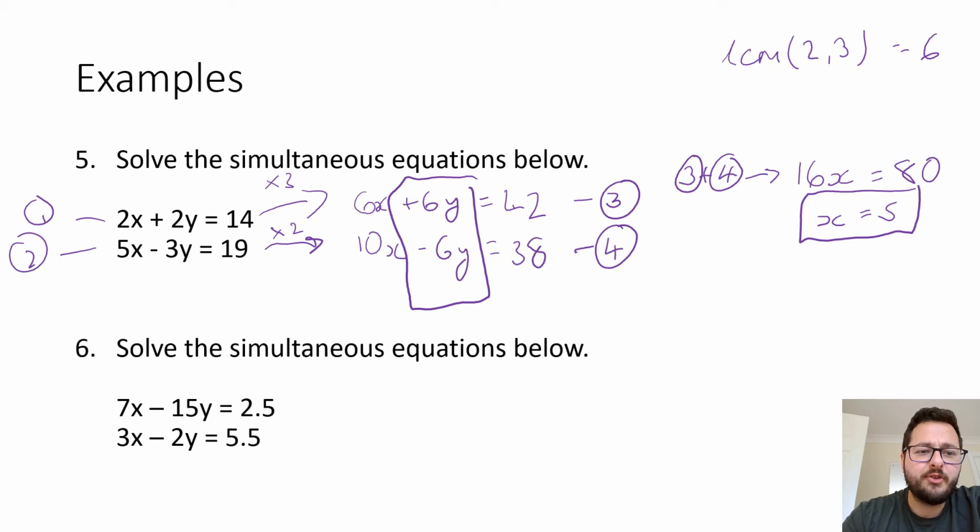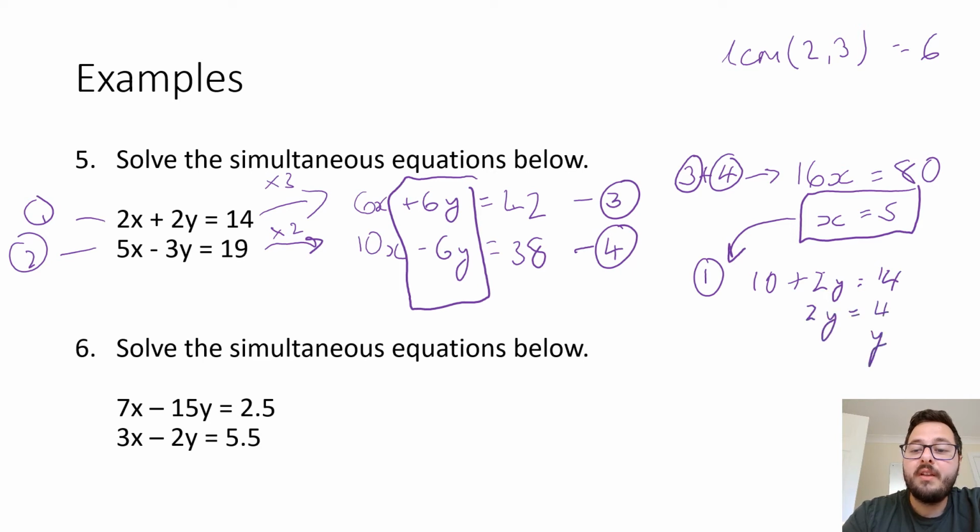Then we shove this into something else. Let's just put this into number 1. And so 2 lots of 5 are 10. So 10 plus 2y is 14. Take away the 10, you get 2y is 4. So y divided by 2, you end up with 2. Okay.